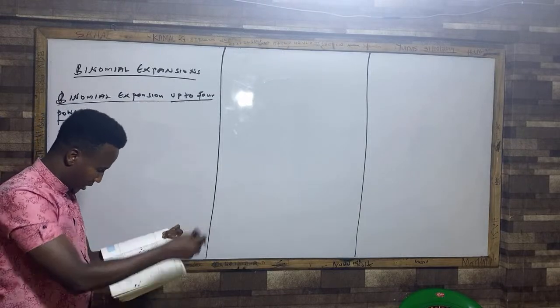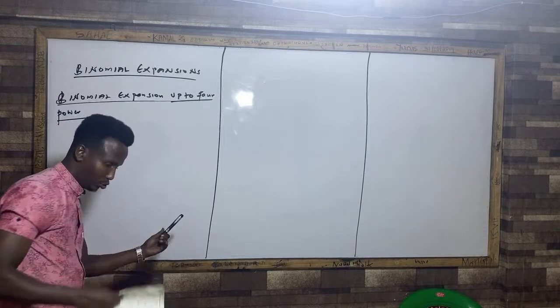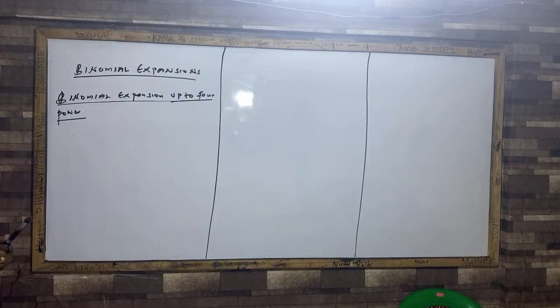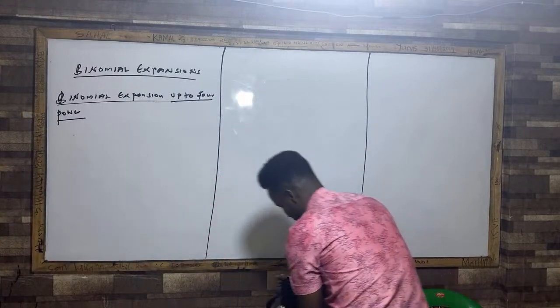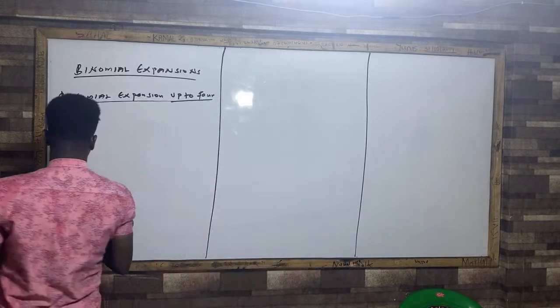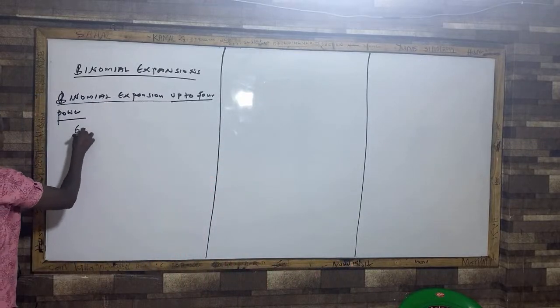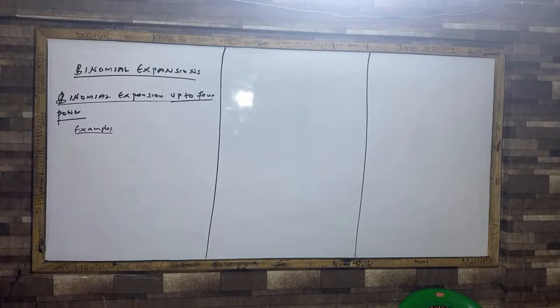The first thing here is going to the exercise. This is what we're going to discuss, okay? Let's see our first example. This is our example one, okay? Let's see this one.